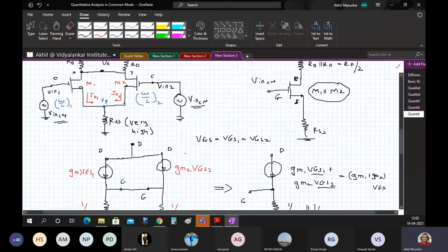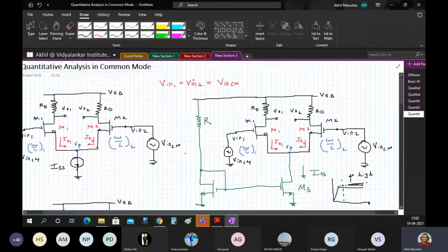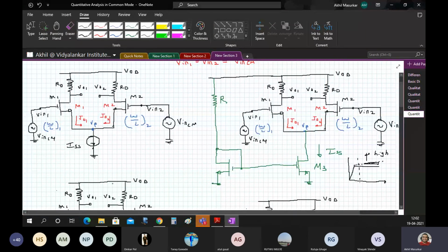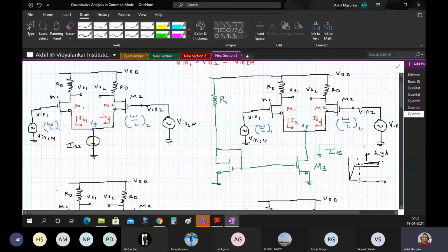So I am just going back so that you can copy this. First you will copy this circuit, show ISS as M3, then say that M3, if it is acting like a current source, will always operate in the saturation region.